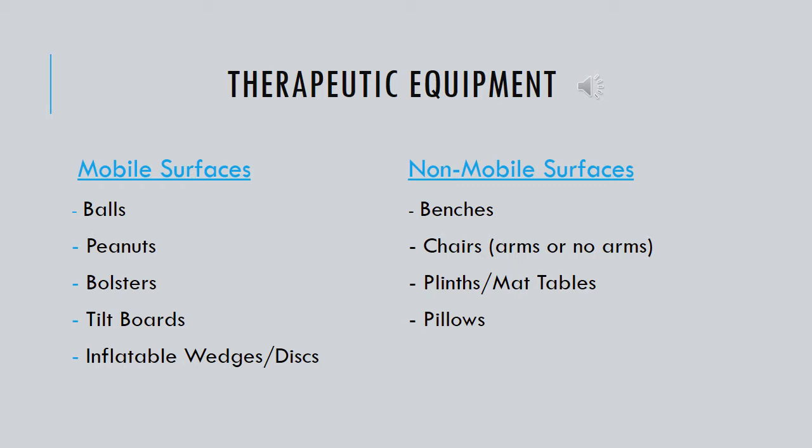Therapeutic equipment can be categorized into two main domains, either mobile therapeutic equipment or non-mobile pieces of equipment. So if we're talking about a mobile surface or a mobile piece of equipment, this is equipment that has some sort of degrees of freedom, and we'll talk about that further in subsequent slides. A non-mobile surface is something that's fairly stationary. So once you've adjusted it to the height or the size that you're looking to use, it's a relatively stationary piece of equipment.